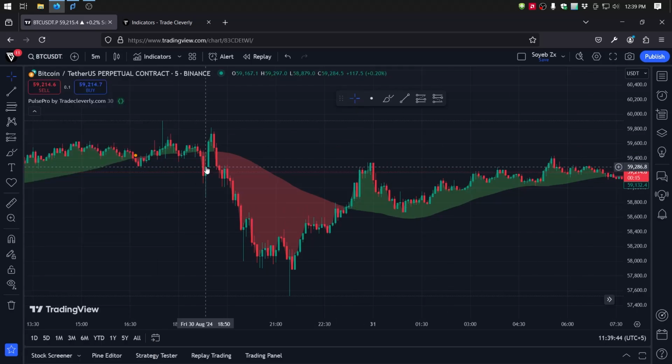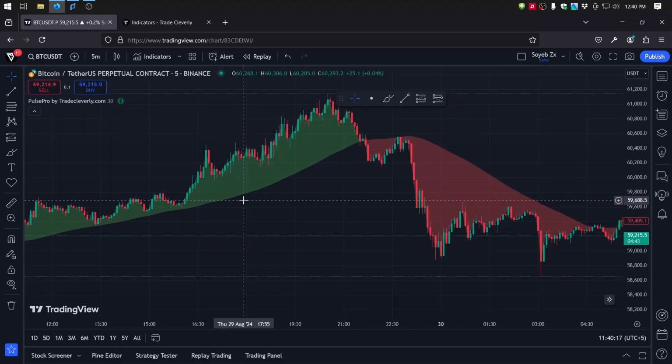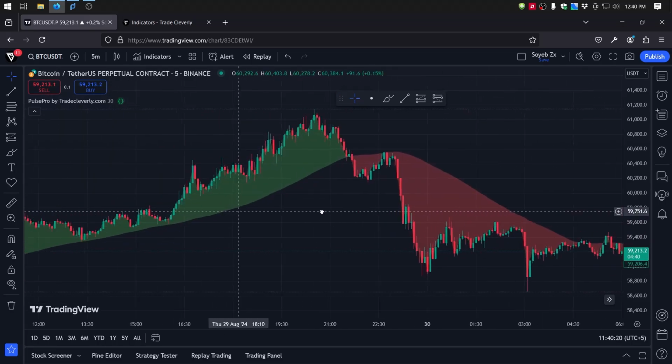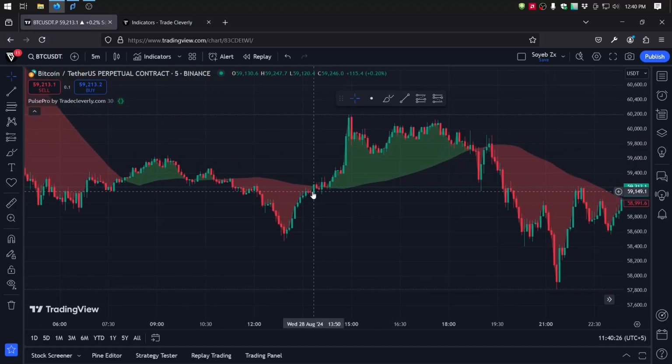So now let's see how you can generate buy and sell signals using this Pulse Pro indicator and one technical tool. It's very simple, but it's a really high win rate confirmation. Let's see how we can generate buy and sell signals using the Pulse Pro indicator. I want to start from previous, so I can start from here. Okay, for example your price is now here.